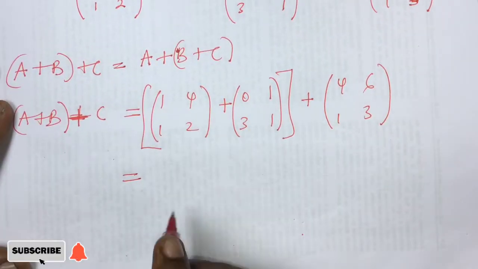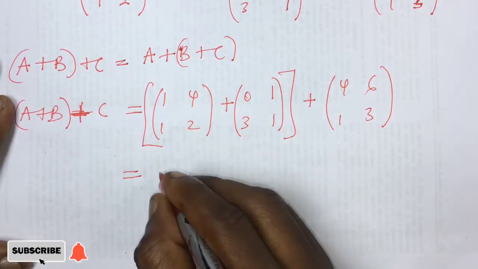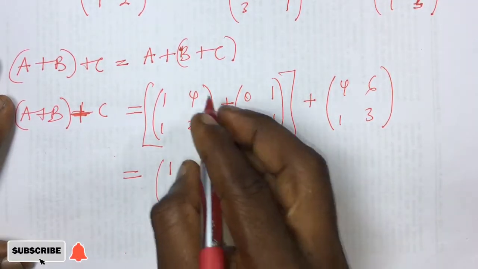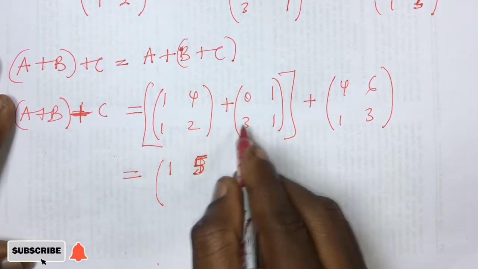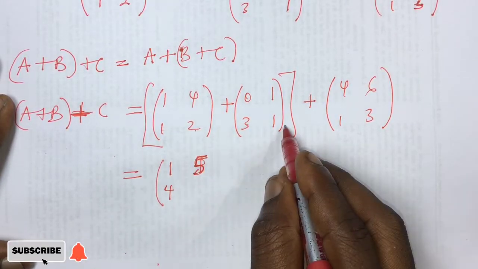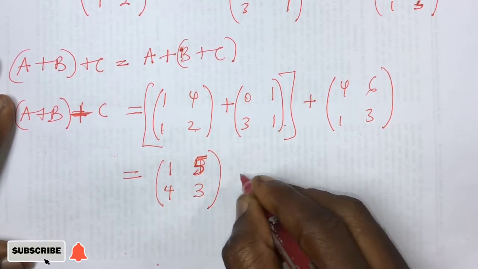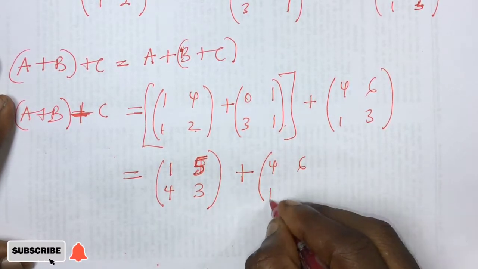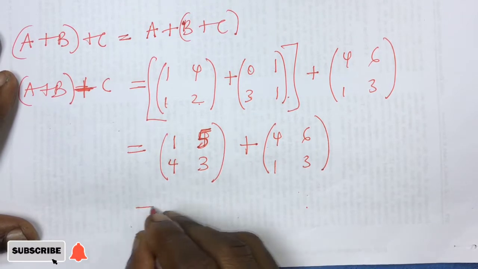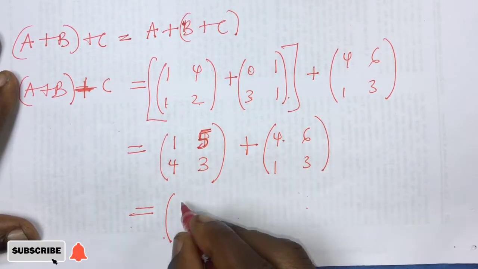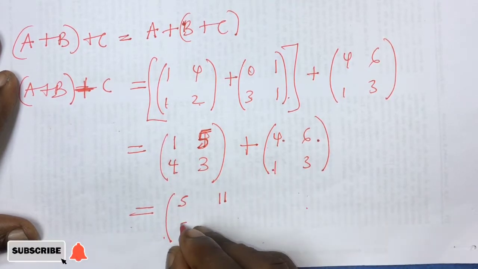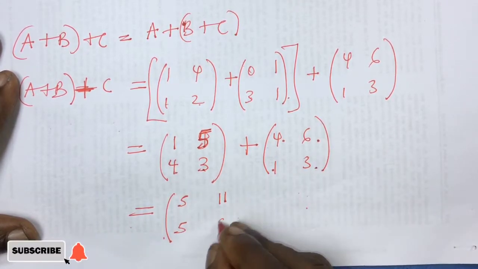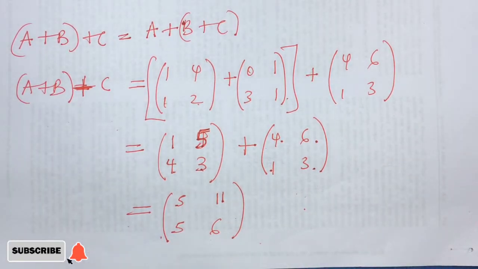And if you do the summing in the bracket here, it will give you 1 plus 0 is 1, 4 plus 1 is 5, 1 plus 3 is 4, and 2 plus 1 will give you 3. Now, adding that result to 4, 6, 1, 3 will give you that 1 plus 4 is 5, 5 plus 6 is 11, 4 plus 1 is 5, and 3 plus 3 is 6. Now, I am adding elements in similar positions.